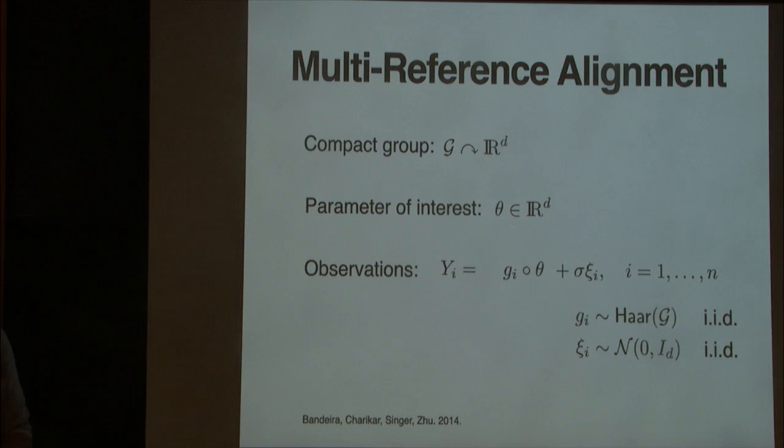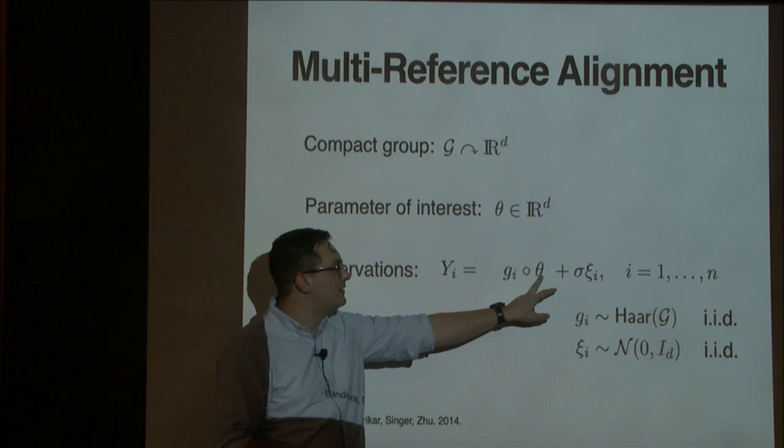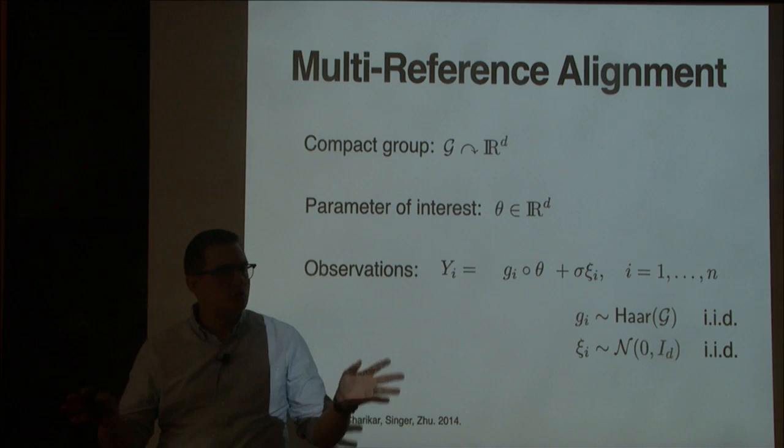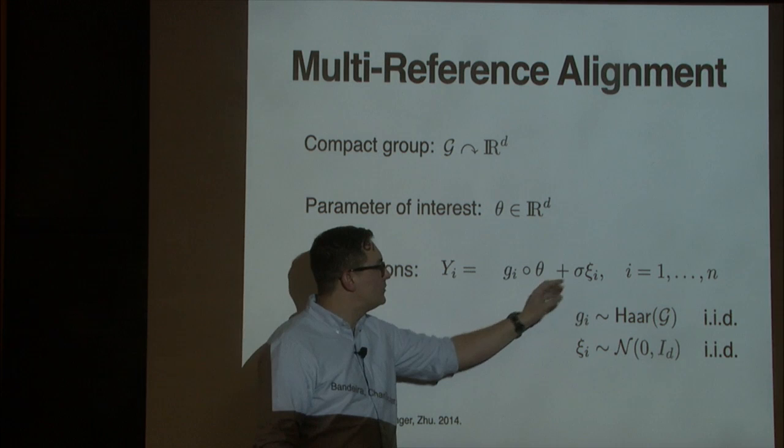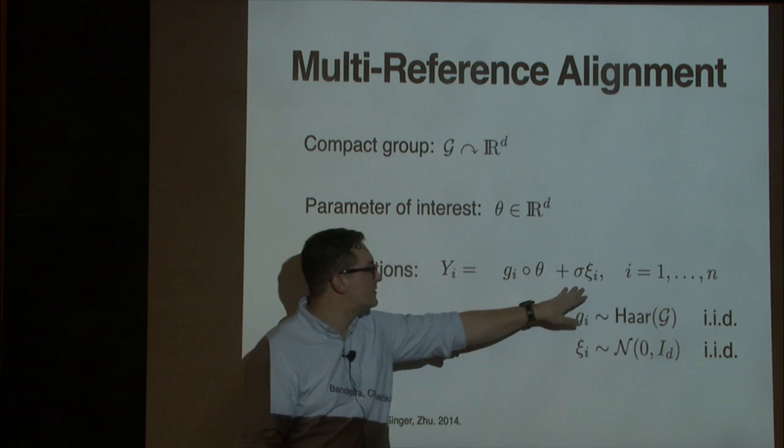The unknown parameter of interest will be denoted by theta. That's this d-dimensional discretization of the molecule. And the observations that I'm getting are the group action acting on theta. The group elements are going to be assumed to be uniformly distributed on the Haar measure of this compact group. And then what's really important: if these were my observations, I would be able to use this Fourier slice theorem. But I have this noise, which we know is big, and I'm going to assume that this noise is, say, IID Gaussian noise for now.